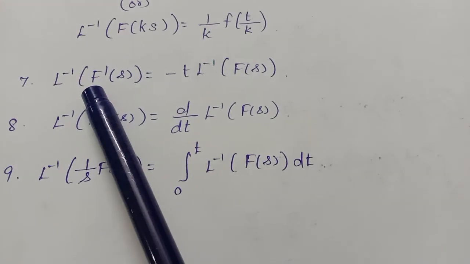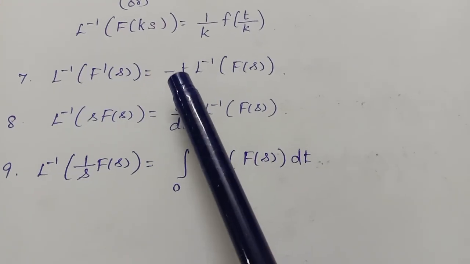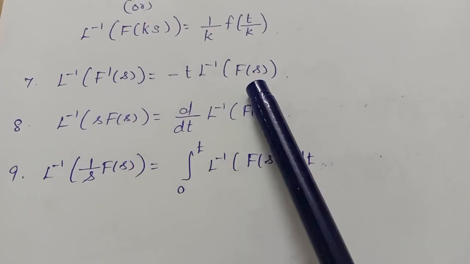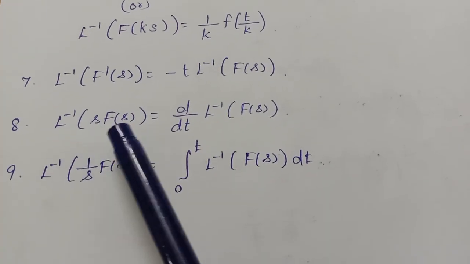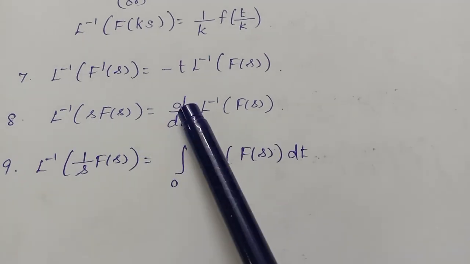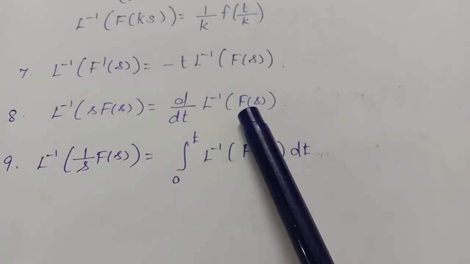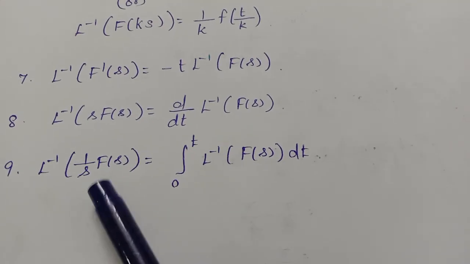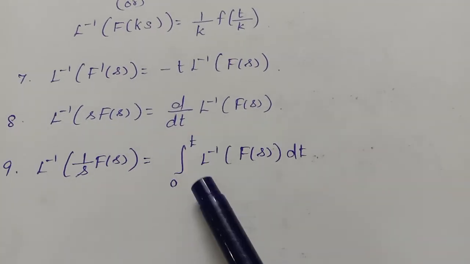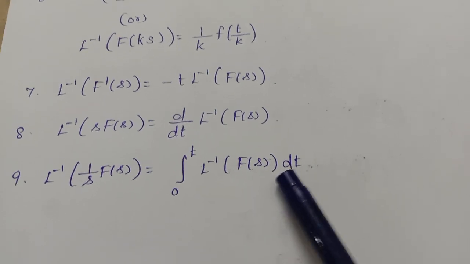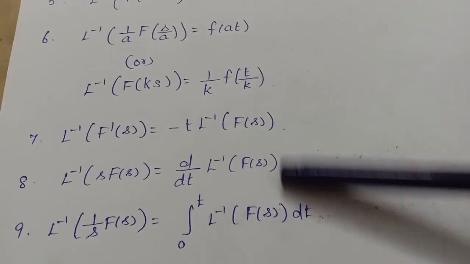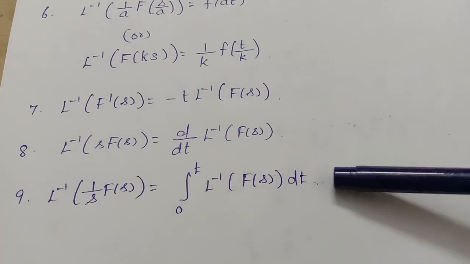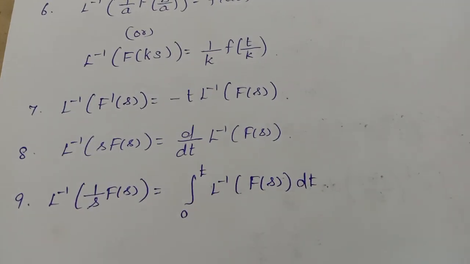So if it is a derivative, you have to multiply by minus t, and then you take L inverse of this function. Then L inverse of s into f of s: if you have product s, then it is differentiation, d by dt of L inverse of f of s. And L inverse of 1 by s into f of s: when you have 1 by s, it will be integration 0 to t of L inverse of f of s dt. So if you know all these formulas by heart, you can proceed with inverse Laplace transform problems. Okay, so first you memorize all these formulas.